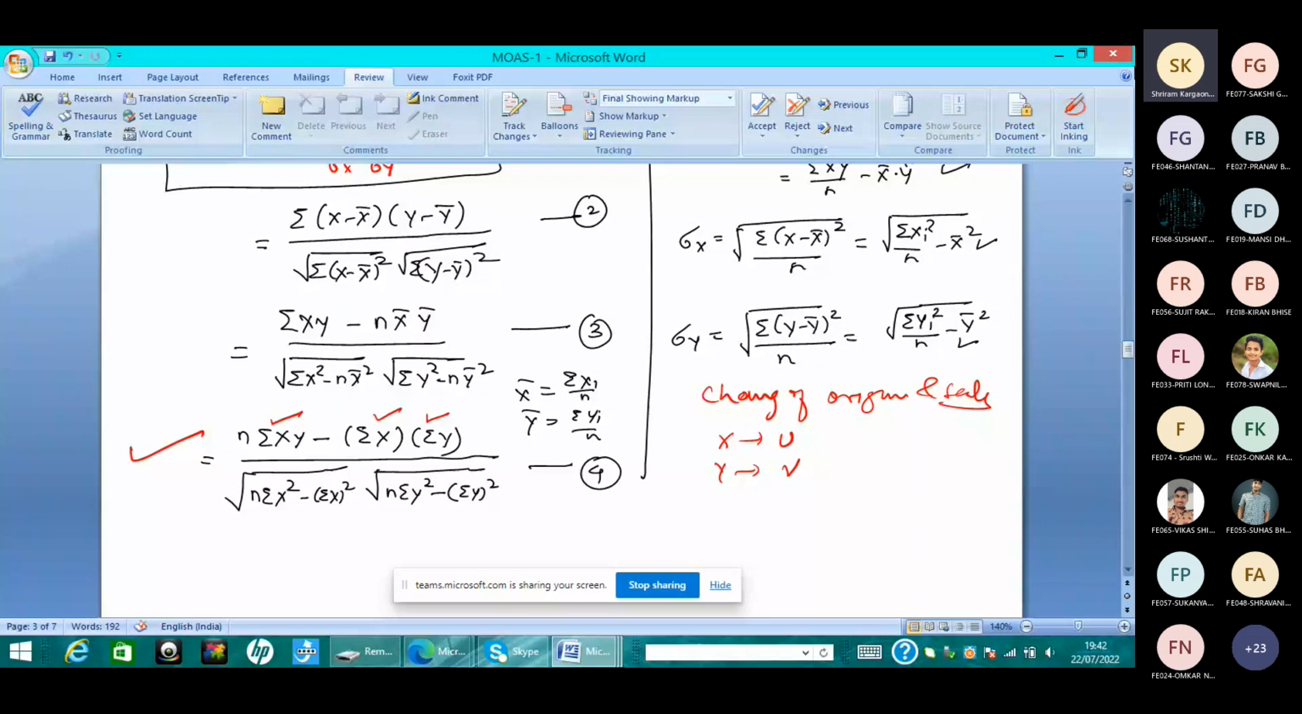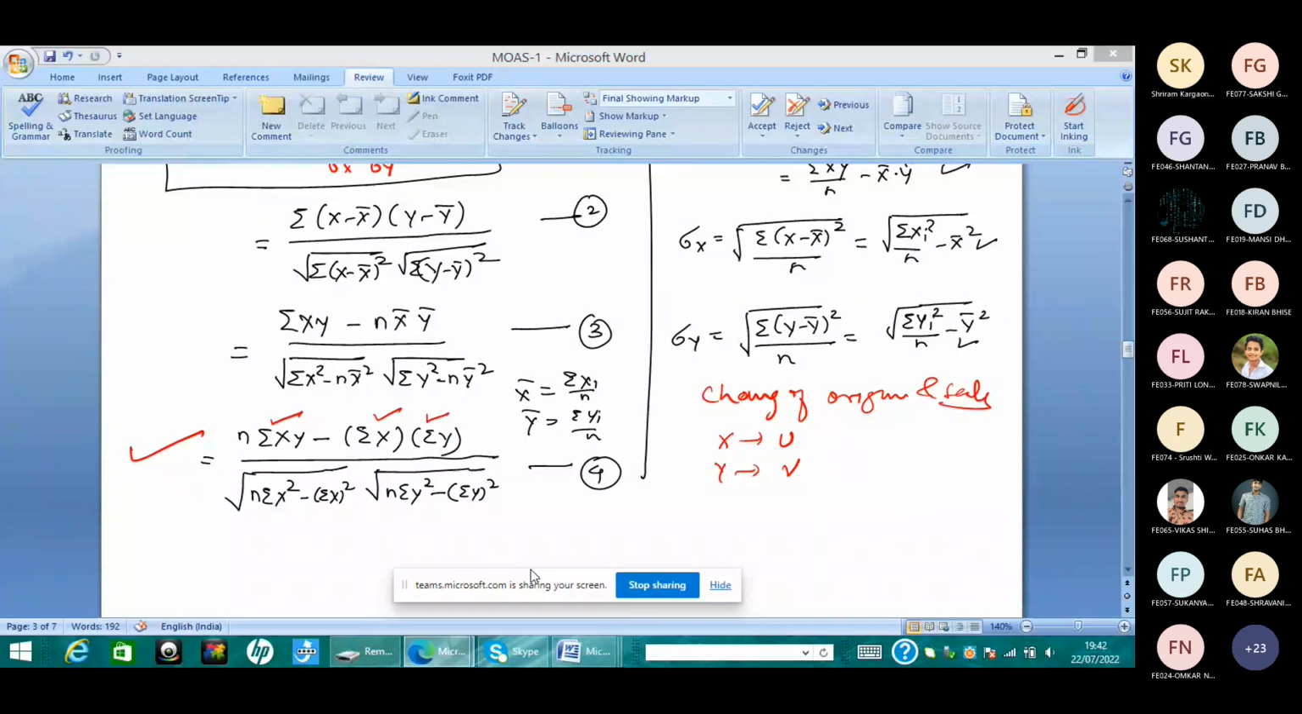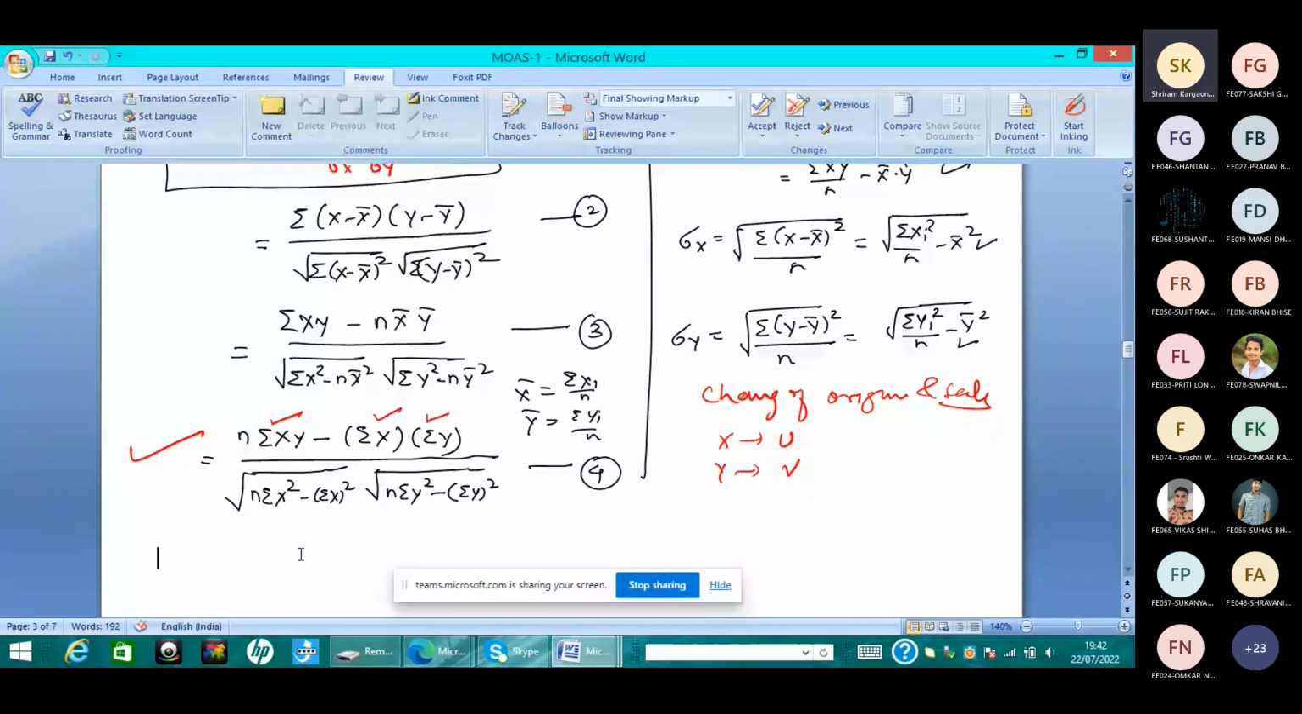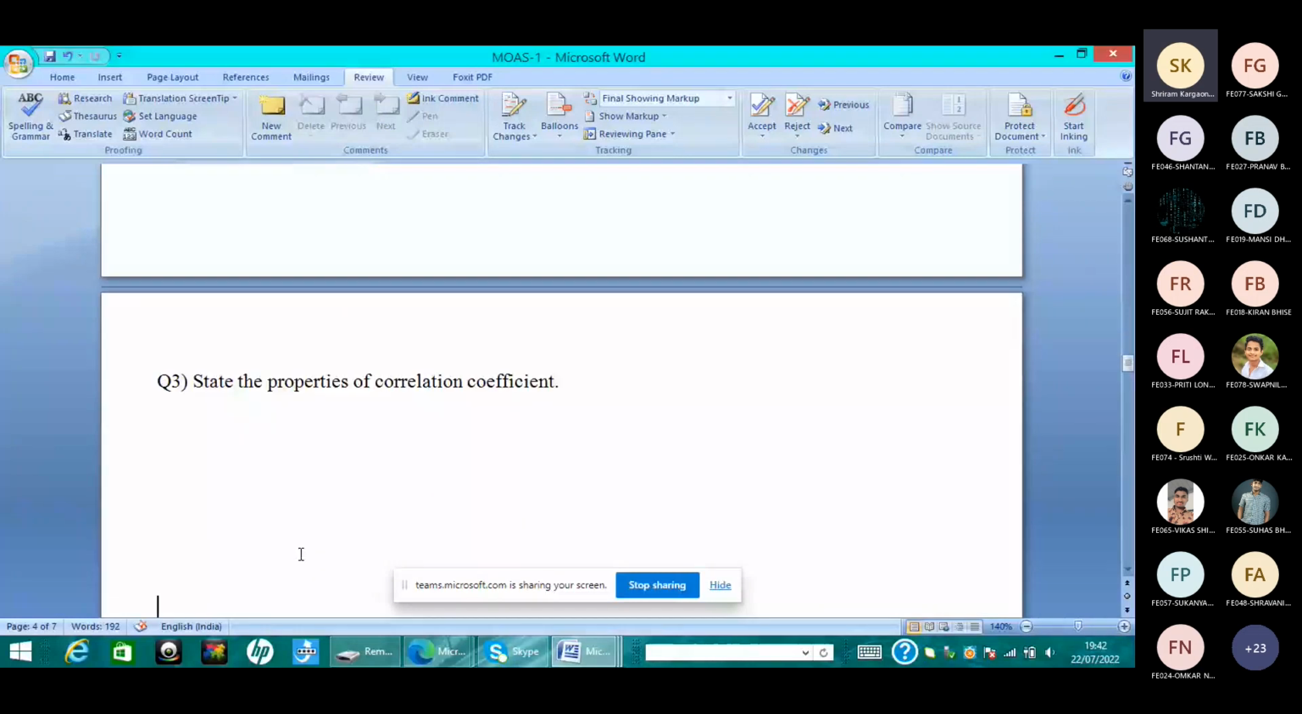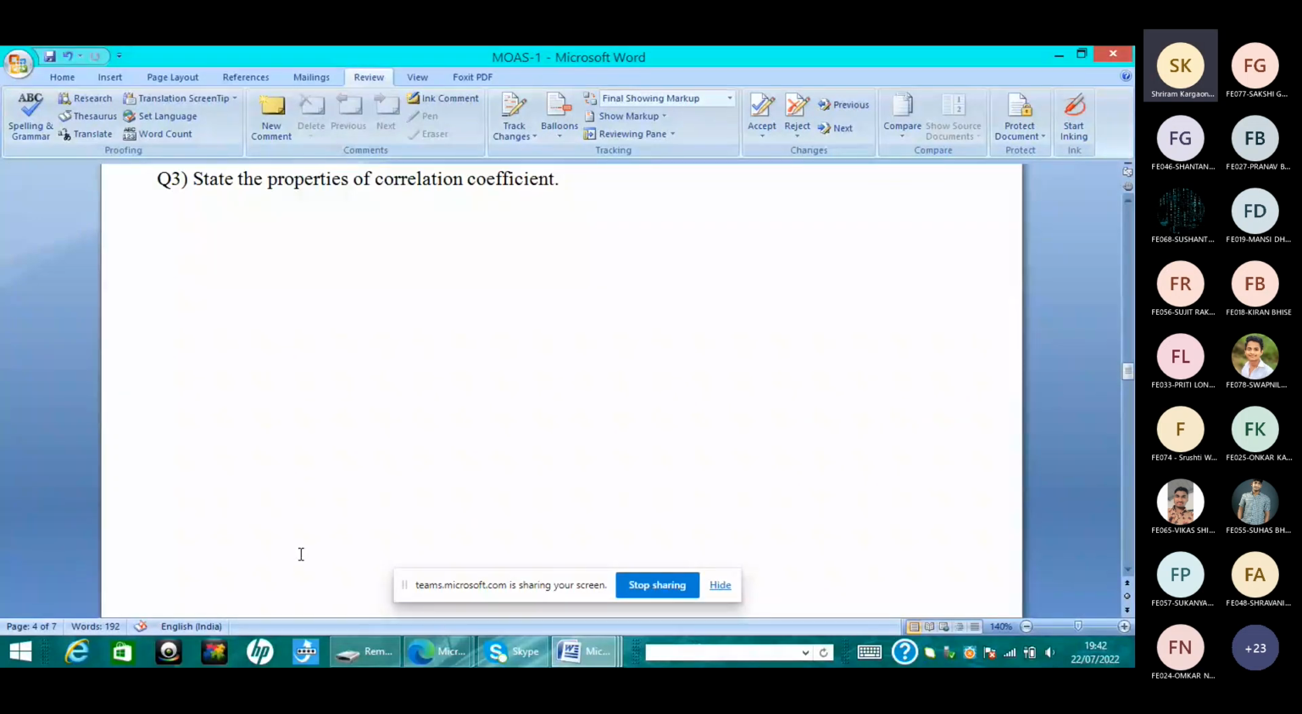Okay, thank you. So now this was the calculation of the correlation coefficient. Now let's come to the properties of the correlation coefficient. Very important question. You should remember the properties. So what is the very first property?